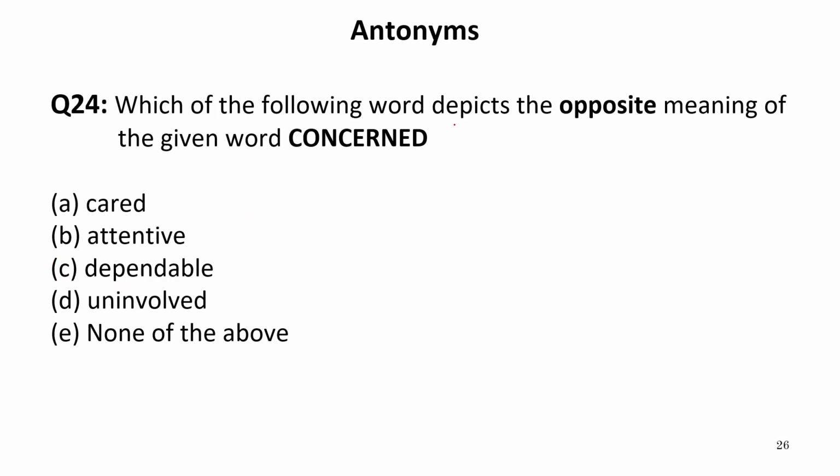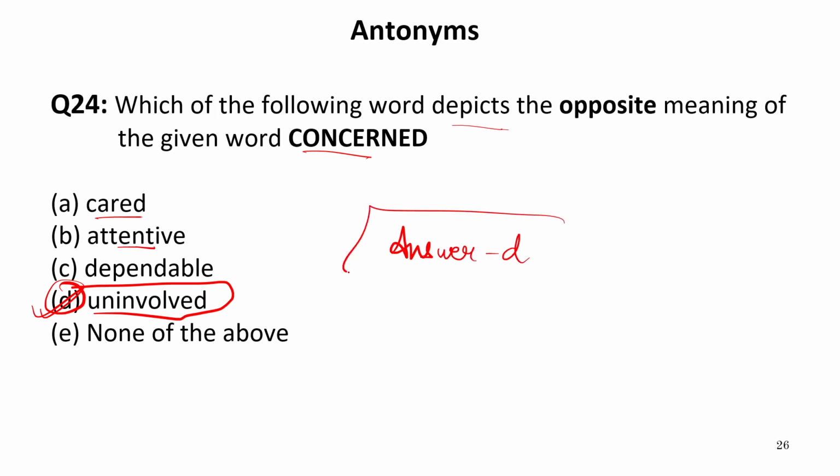Now let us move to the next one. Which of the following word depicts the opposite meaning of the given word concerned? Now concerned means when we care about something. So cared can be the synonym. Attentive means when we obviously will pay attention only to those things which we care for. Then dependable, it means we depend on someone else. Uninvolved means when someone has no involvement at all. So here the opposite of this particular word will be D, that is uninvolved, according to the sense of the meaning of this particular word. So our answer is D, that is uninvolved.